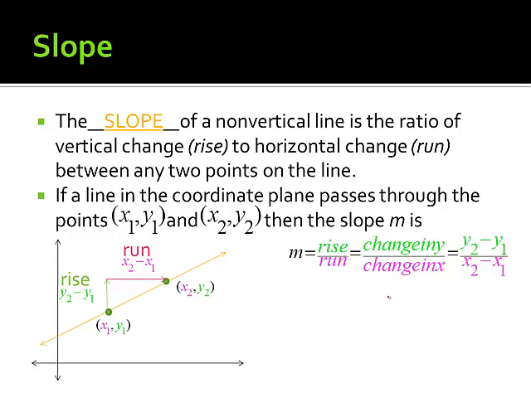But if a line in the coordinate plane passes through the points (x1, y1) and (x2, y2), then the slope m is going to be the change in y over change in x. This is the main formula that you need and you should recognize from algebra. We use m for slope. So you say m equals (y2 minus y1) over (x2 minus x1). So rise over run is the rate of change, basically signifies slope.